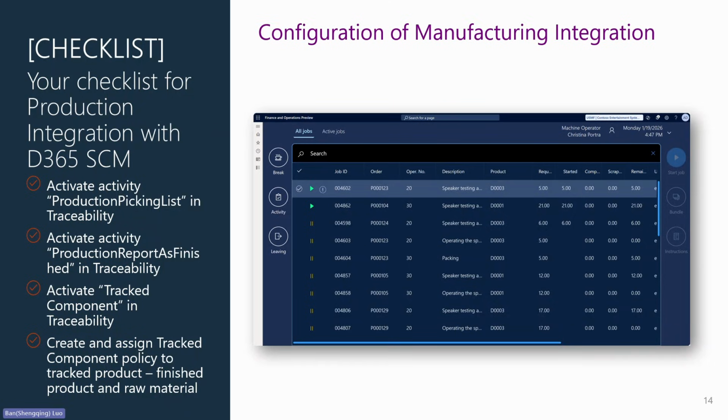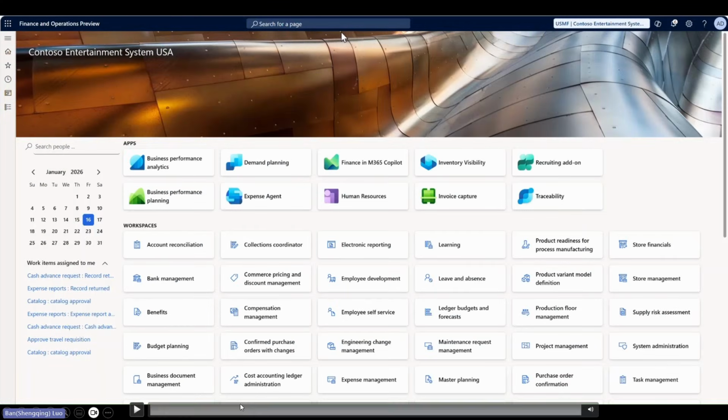enabled in traceability. And in FNO, we also make sure the track component is enabled. Then we need to create a track component policy and assign it to the tracked products, like the finished product and the raw material. So let's start.